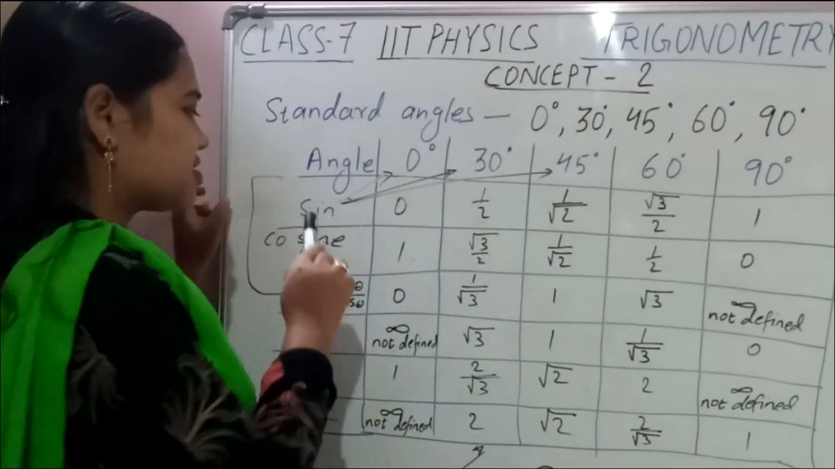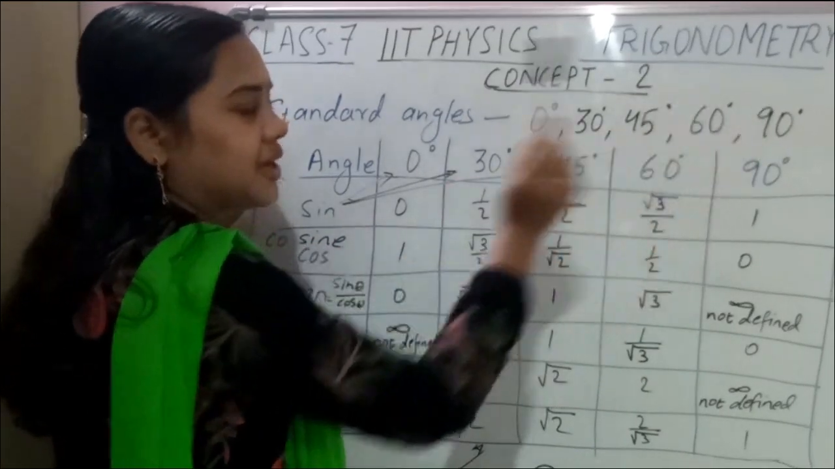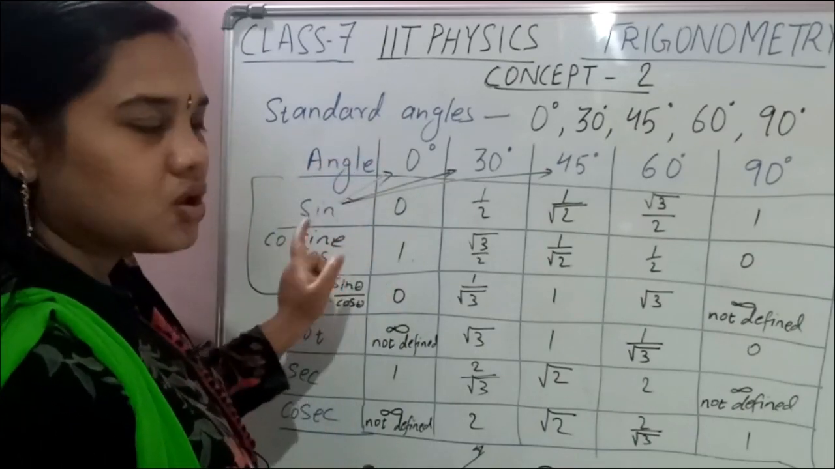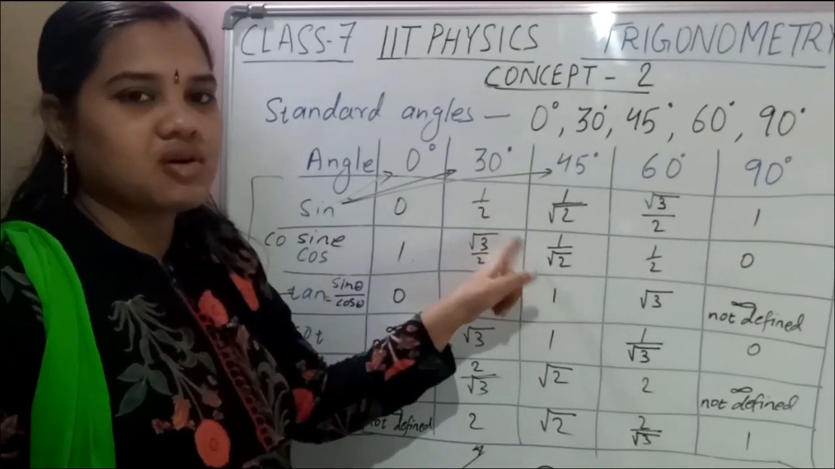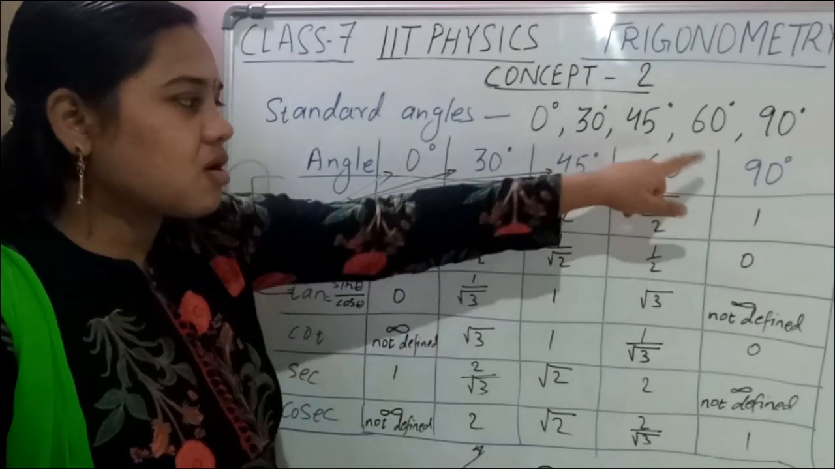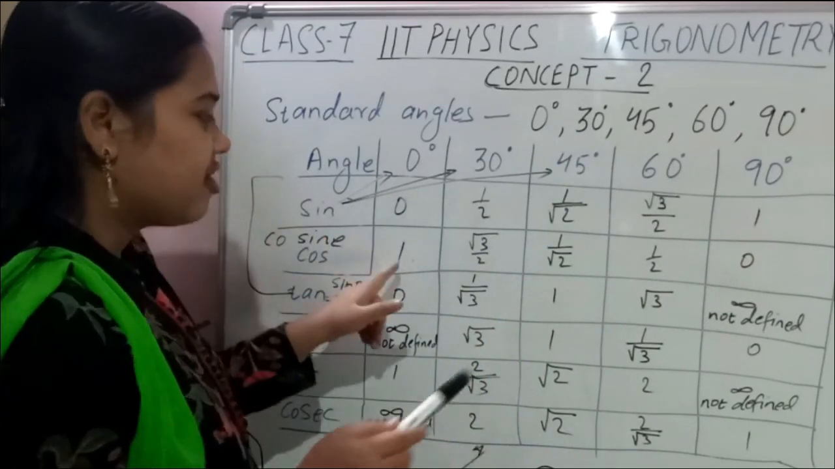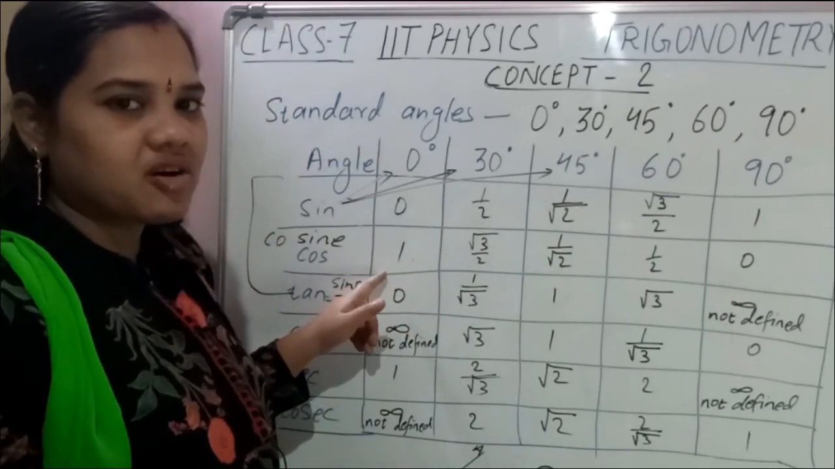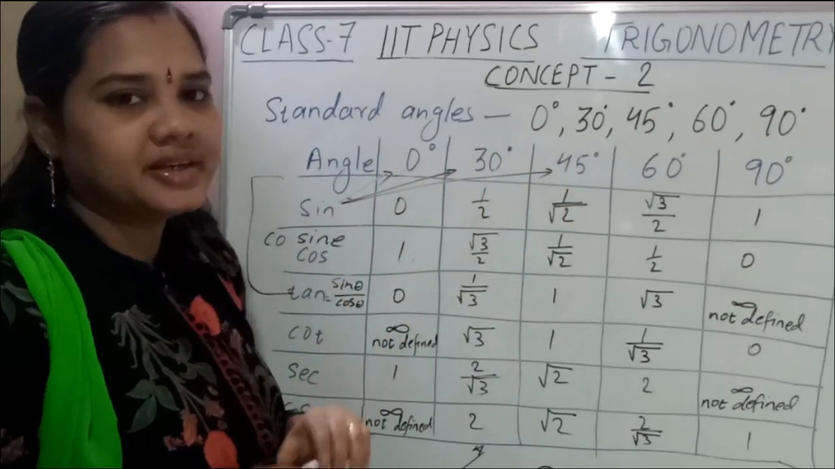You see the value of sin is increasing from 0 to 1 when we go from 0 to 90 degree. Cos 0 is 1, cos 30 is root 3 by 2, cos 45 is 1 by root 2, cos 60 is 1 by 2, cos 90 is 0. You see the cos value is decreasing, from 1 to 0. Is it or not? It's decreasing. The value of cos decreases from 1 to 0 when we go from 0 to 90 degree.